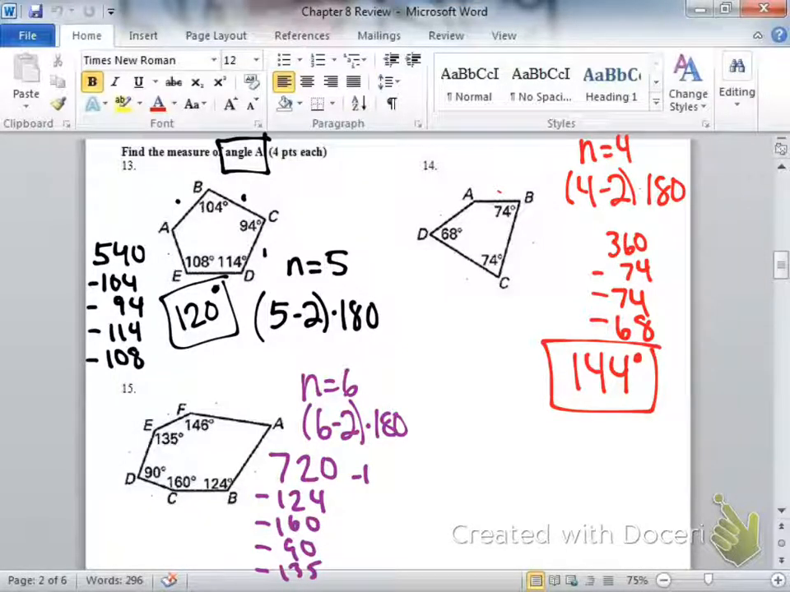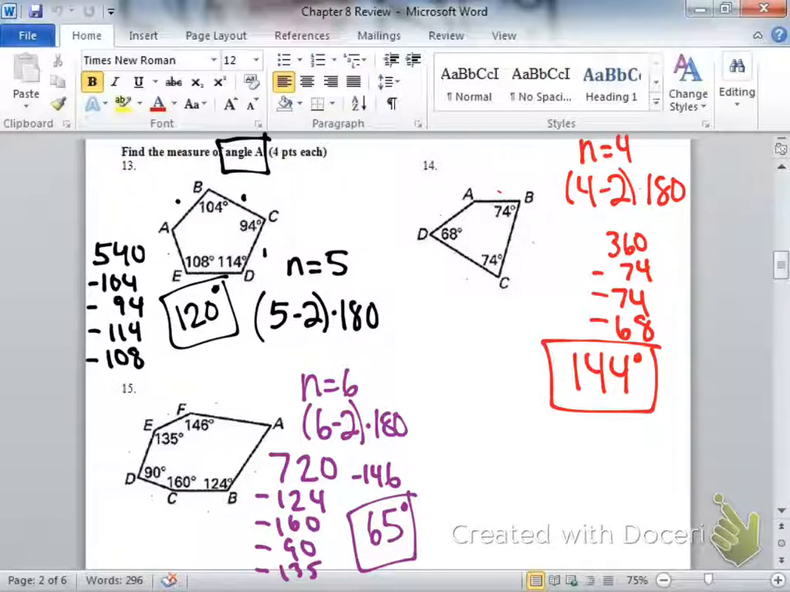I ran out of room, but I'm also subtracting 146. So you can do it all in the calculator. Just minus, minus, minus, minus, minus. Anyone have the answer? I got 65. I got 65 as well.